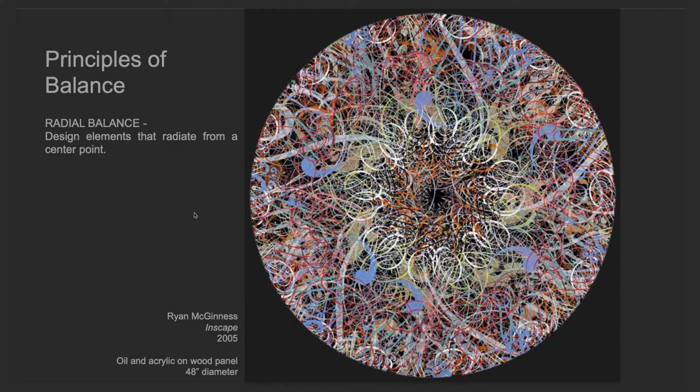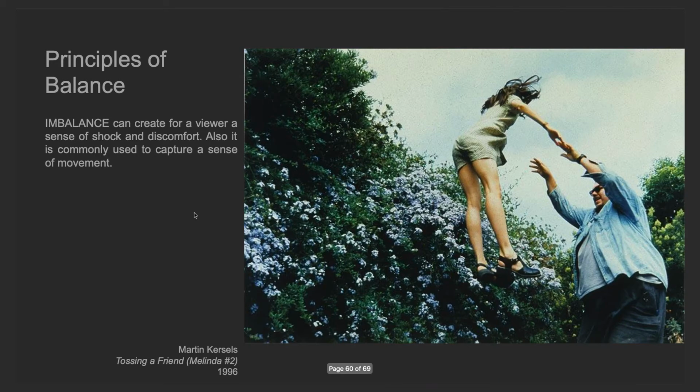Radial balance is like a wagon wheel where everything radiates from the center. This is radial balance. Imbalance are artworks that are simply not balanced.